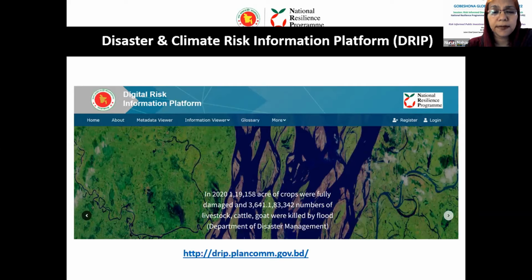But having them in different places does not help a project implementer. We need it in one place. That's why we developed this platform. Platform means everything together in one place, and having very good accessibility. So we are calling this the climate and disaster risk information platform. Before it was digital. Now we have renamed it as Disaster and Climate Risk Information Platform, or DRIP.